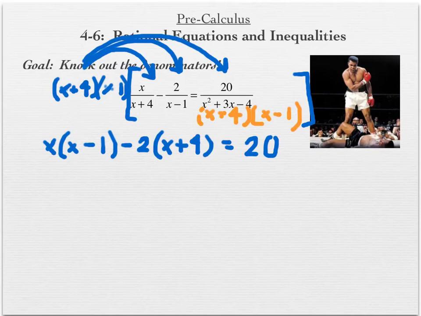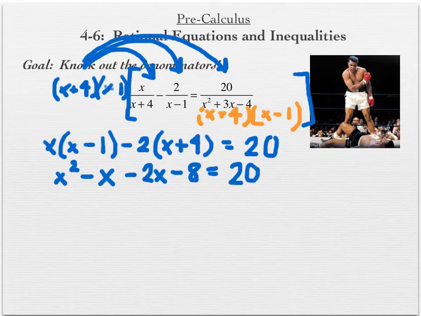Alright, so now I've gotten rid of my denominators. This looks a little bit better. This is just kind of a weird algebraic expression that we just have to be careful about. But let's go to work on this. So I distribute my x here. I'll get x squared minus x. Be careful about the minus sign here. I think of this as negative 2, so negative 2x minus 8, like that. And then 20 is my answer over there.